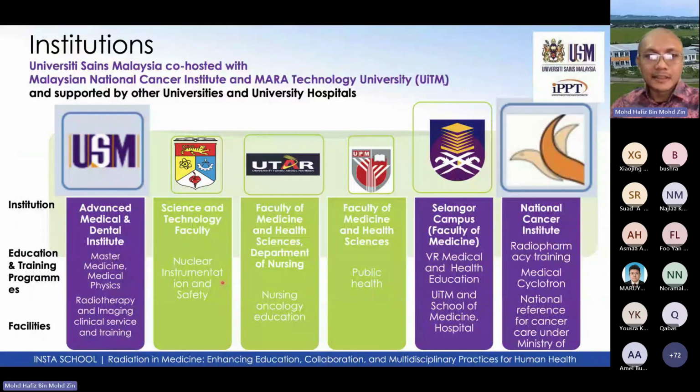So these are the institutions that we involve. We plan to offer this in Malaysia over a period of about 2 weeks. It will involve Universiti Sains Malaysia, Universiti Kebangsaan Malaysia, Universiti Tunku Abdul Rahman, Universiti Putra Malaysia, Universiti Teknologi MARA, and also our National Cancer Institute. Each of the institutes will have their own focus and deliver parts of the overall program that we plan.